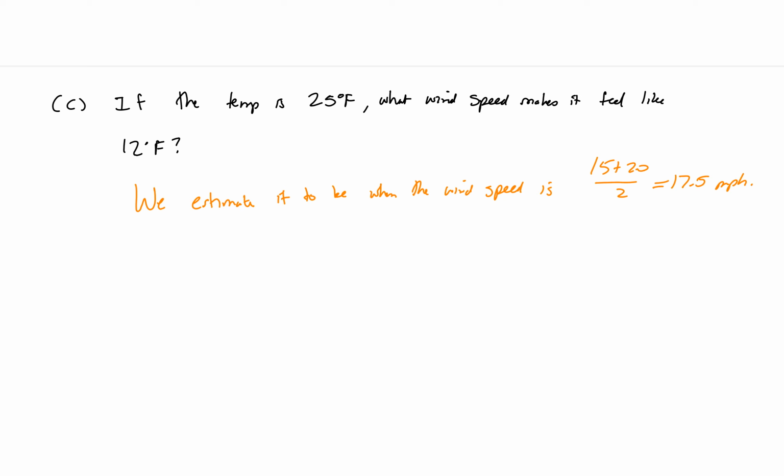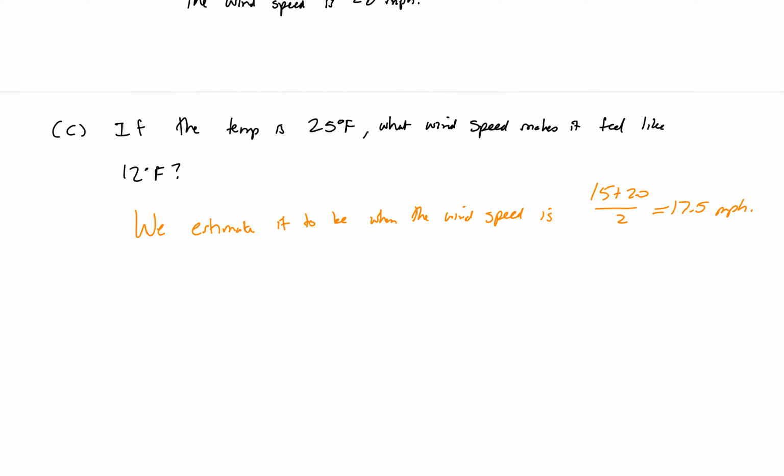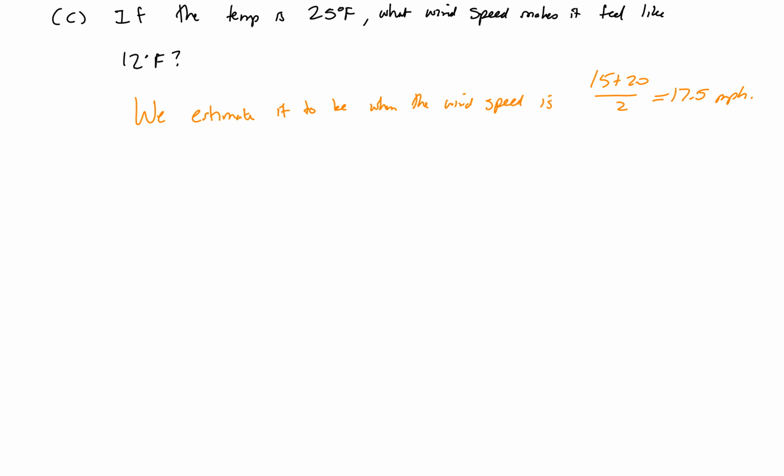Okay, and that's how we would use our table here where we have two inputs instead of just one input like we've seen in the past. Okay, let's try another example with an actual formula now.